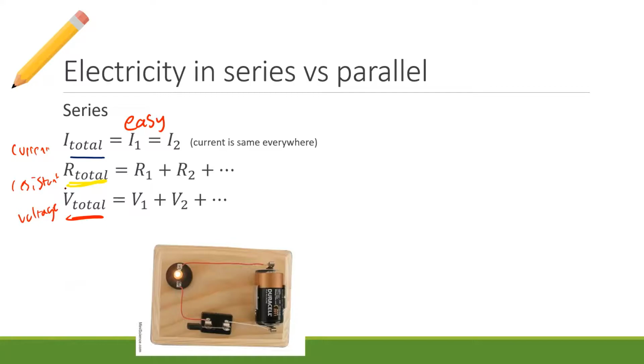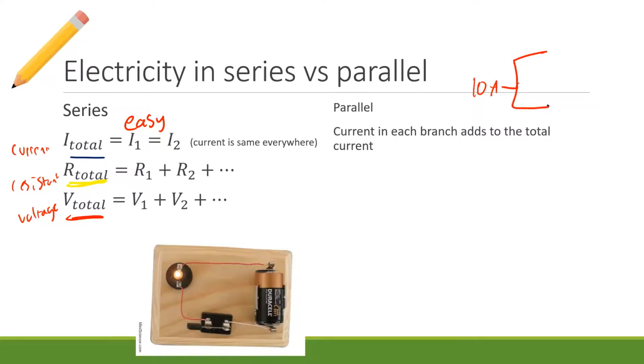Now this is where it gets hard, is parallel circuits. Parallel circuits have got a mind of their own. In parallel circuits, the current in each branch adds to the total current. And I'm going to go through an example of that. Actually, I'll do it now. That means if I've got 10 amps, and let's just say that splits, and I have 4 amps in the top. What do you think I've got in the bottom? What current do you reckon is going to be here?